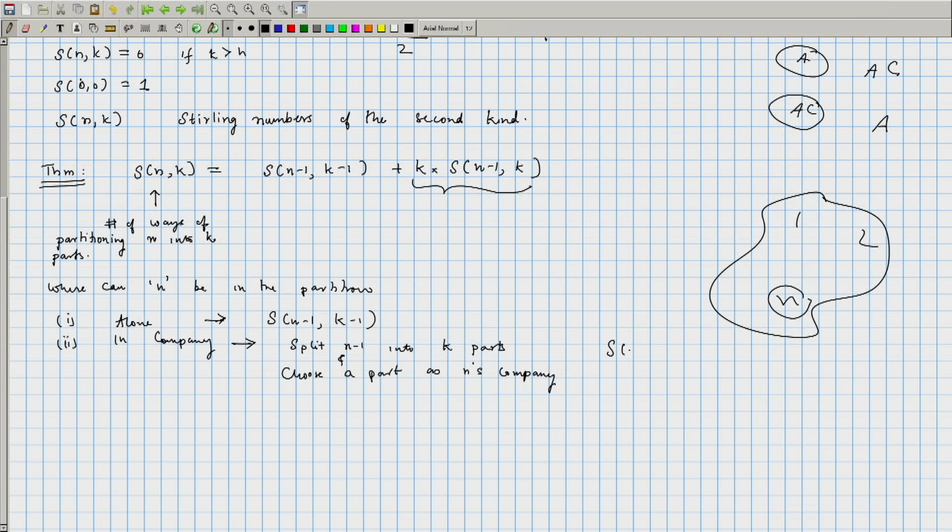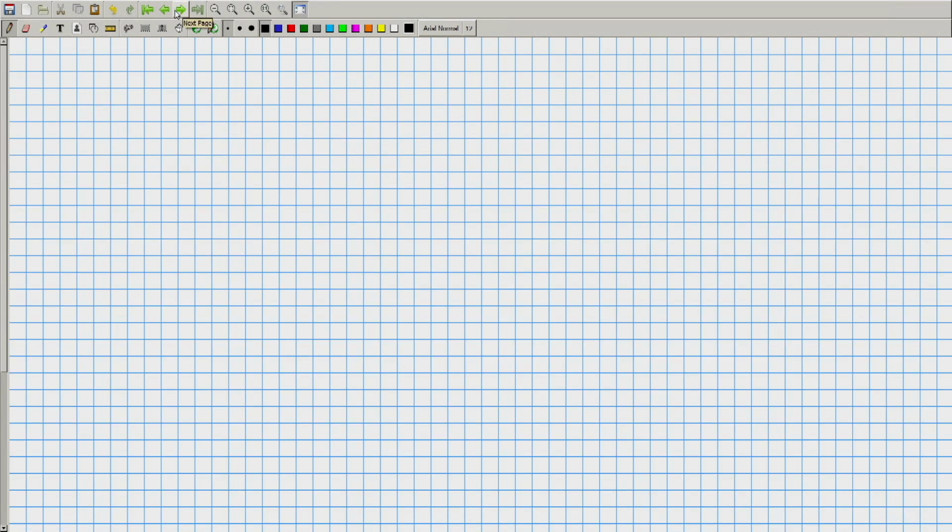Okay. So, splitting can be done in S(n-1, k) ways, and the choosing of n's company can be done in k different ways because there are k parts. So, the product is the total number of ways of doing it, and therefore, the total number of ways of partitioning n into k parts is the sum of these two ways, and so that proves the theorem. Okay, we will see some interesting consequences of this identity. So, S(n, k) is equal to S(n-1, k-1) plus k times S(n-1, k).